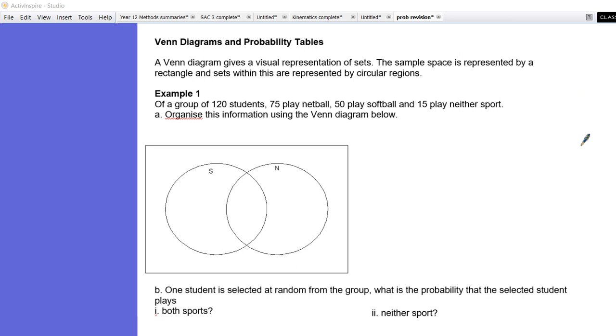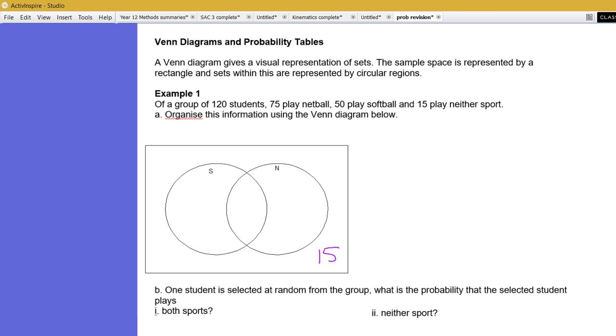Another really useful way of summarizing our information is to use a Venn diagram or a Karnaugh map. And you can use these interchangeably. So you might need to use it, first of all, to determine how many people there are in each of the sections of your Venn diagram. So we know that there's 120 all up, and 15 play neither, so neither would be out here.